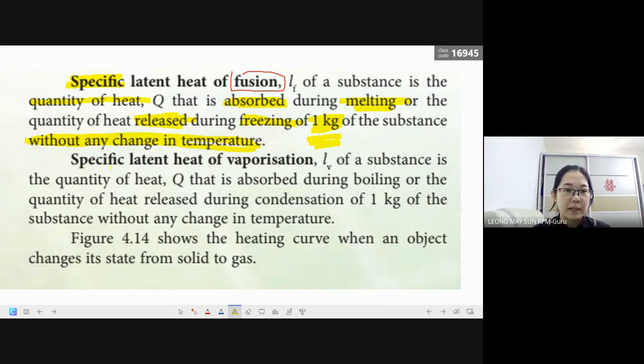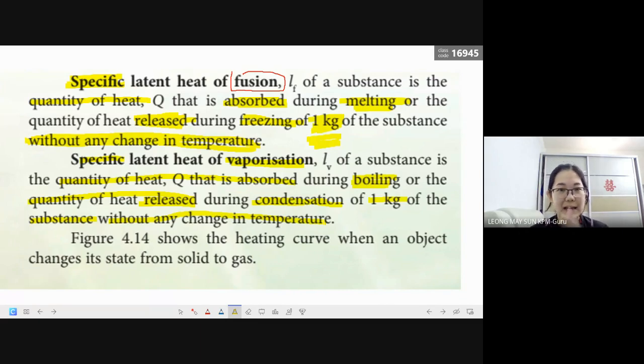So next, specific latent heat of vaporization. Vaporization gives you a clue that it is from liquid to gas state. So the quantity of heat that is being absorbed, absorb means the substance is being heated up, so that is during boiling point. Or the quantity of heat that is being released. Release means the substance is being cooled down, so cooling down is from gas to liquid. That's during condensation. Again, because of the word specific, you have to mention 1 kg of substance without any change of temperature. So you would notice one thing, the difference between specific heat capacity.